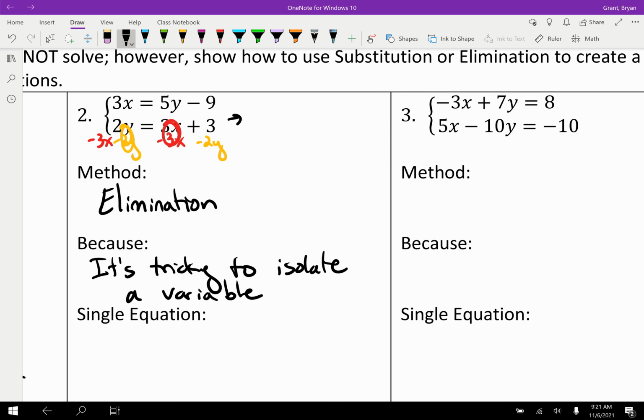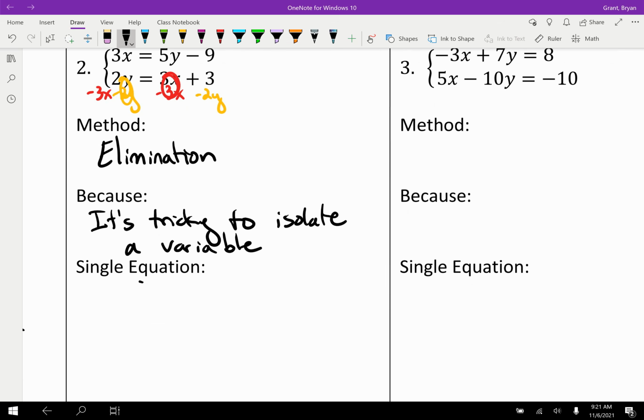So what we have then, and actually I guess I could do this down below, is we have the top equation which didn't change at all. And then we have the bottom equation which now has a negative 3x on the left side, courtesy of algebra, and a negative 2y on the right side.